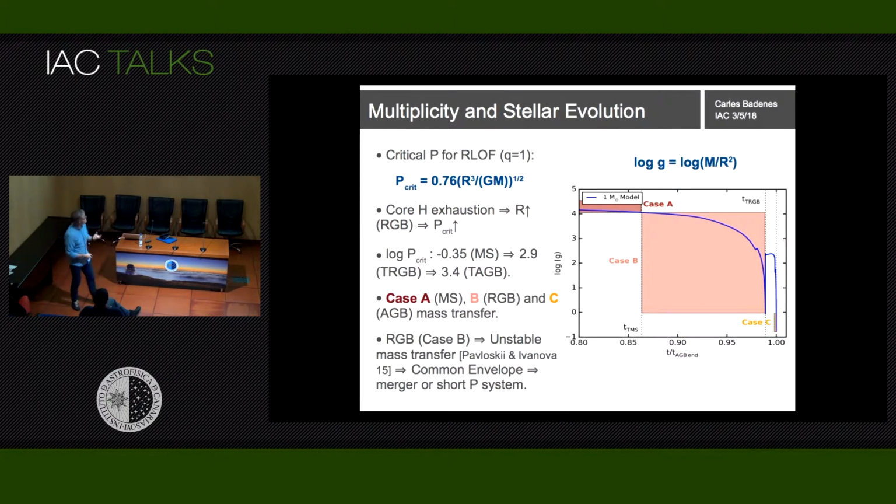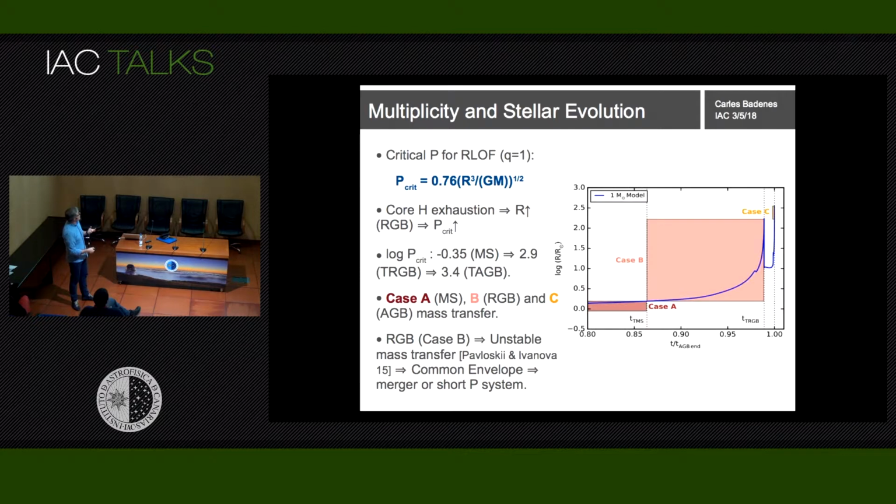Interestingly, after you ignite helium in the core, the star will shrink again. It will become a red clump star. And here it could conceivably have short period companions, but in reality it shouldn't have any, because all the short period companions will have been removed during this phase. So this is something that you expect. It has never been seen with a large sample, but you expect it.